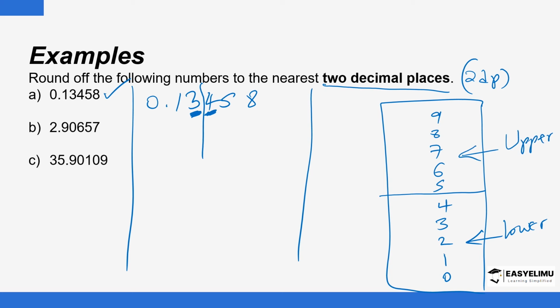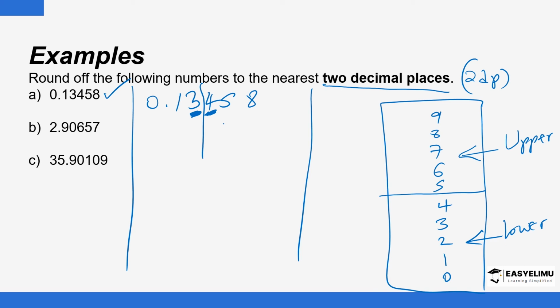So if the digit after the cutoff line falls in the lower category, from 0 to 4, nothing happens to the digit before the cutoff line, like 3 here. But if the digit after the cutoff line falls in the upper category digits, 5 to 9, then you increase the digit before the cutoff line by 1. So in this case, 4 falls in the lower category, so nothing happens to 3. So it remains. And of course, all the other digits will remain except the digits after the cutoff line.